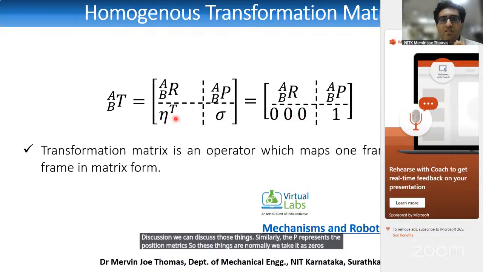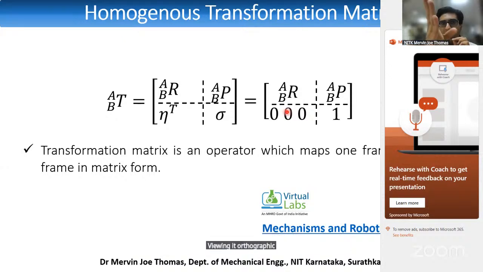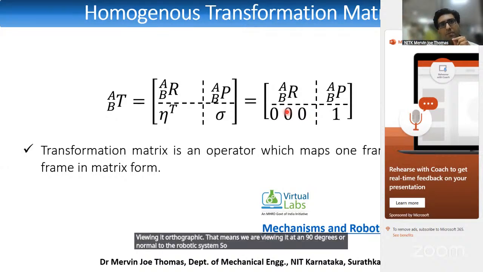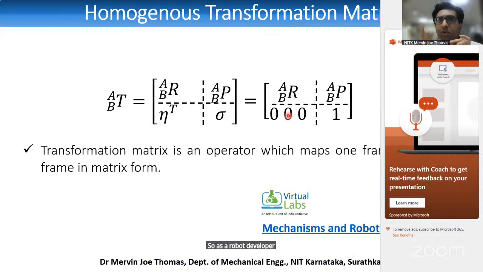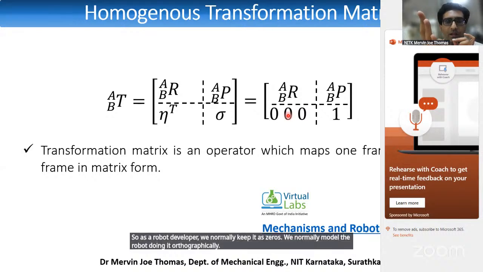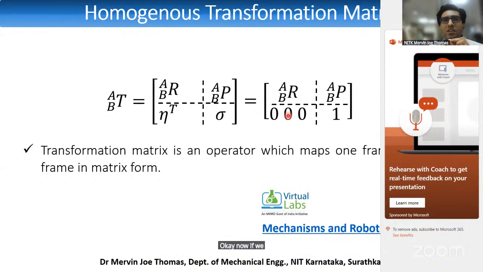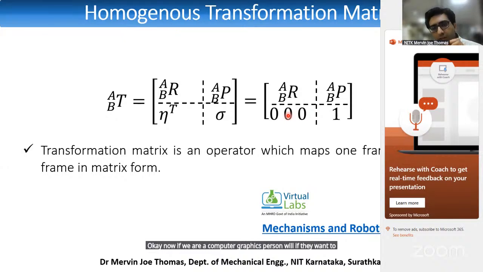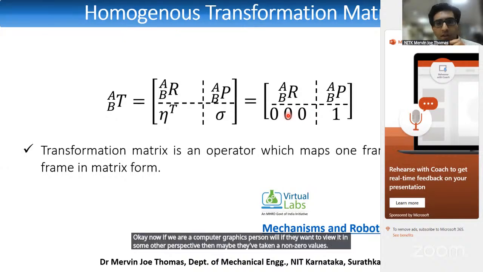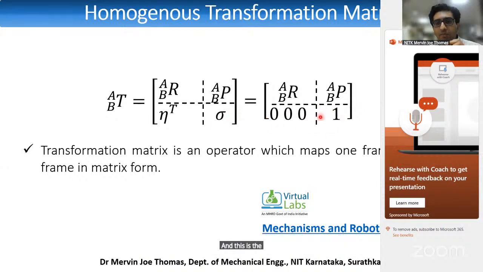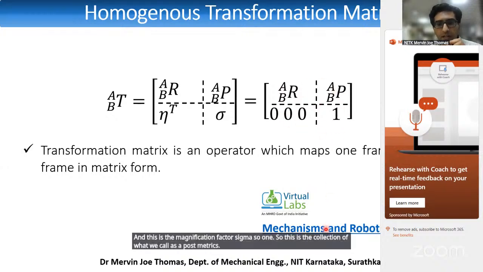This eta refers to the angle at which we are viewing. Normally we try to model a robot viewing it orthographically, which means we are viewing it at 90 degrees, or normal to the robotic system. If we are viewing the robot from a perspective angle, these will take some other values. As a robot developer, we normally keep them as zeros. We normally model the robot viewing it orthographically. Now, if we are a computer graphics person and want to view it from some other perspective, then maybe they take non-zero values, right? And this is the magnification factor sigma, which is 1. So this is the collection of what we call a pose matrix, right?